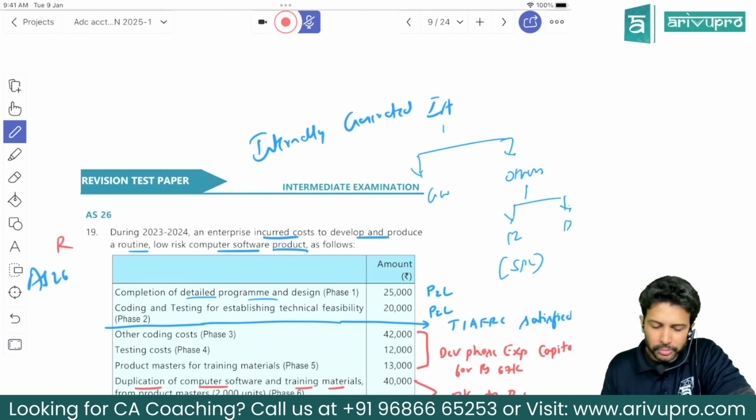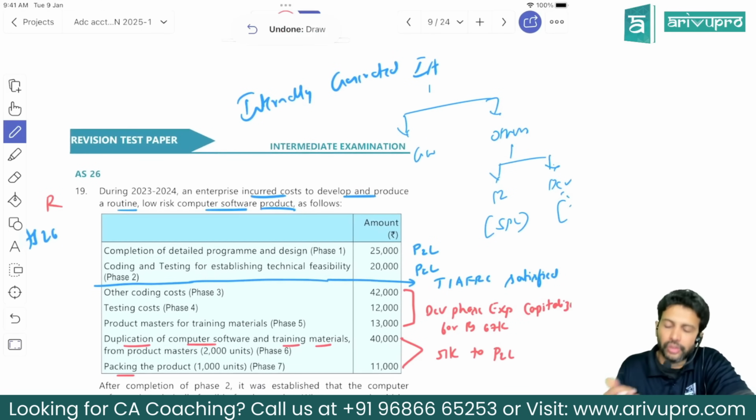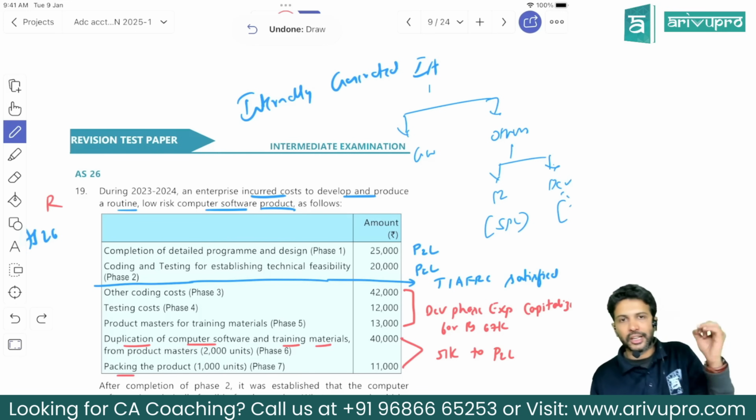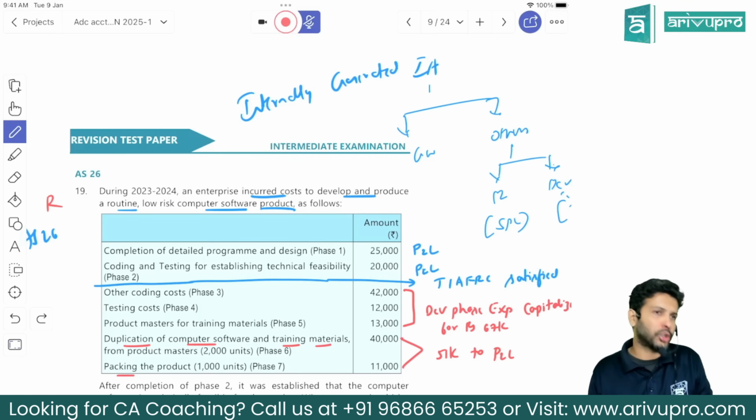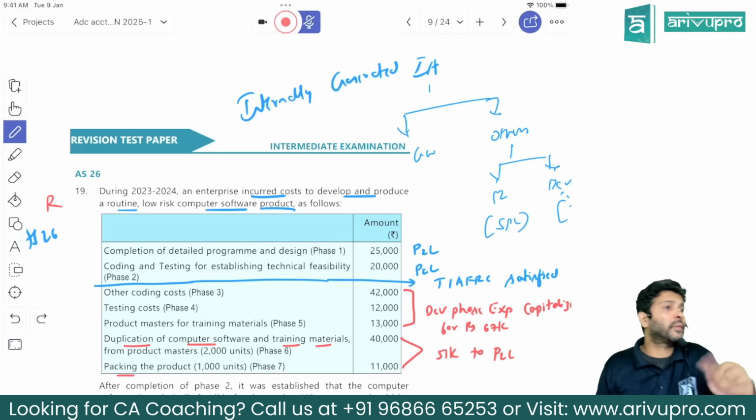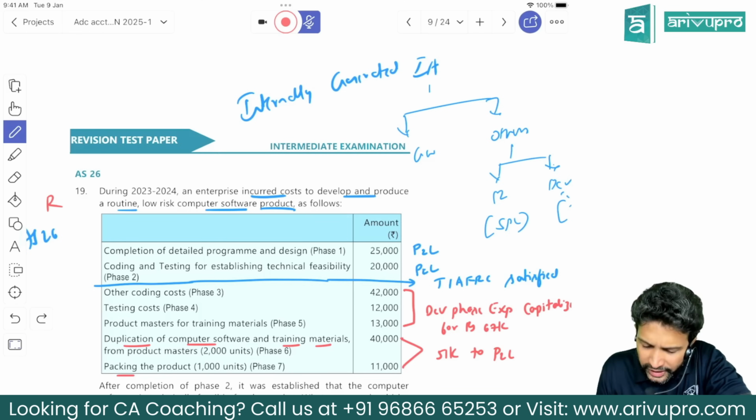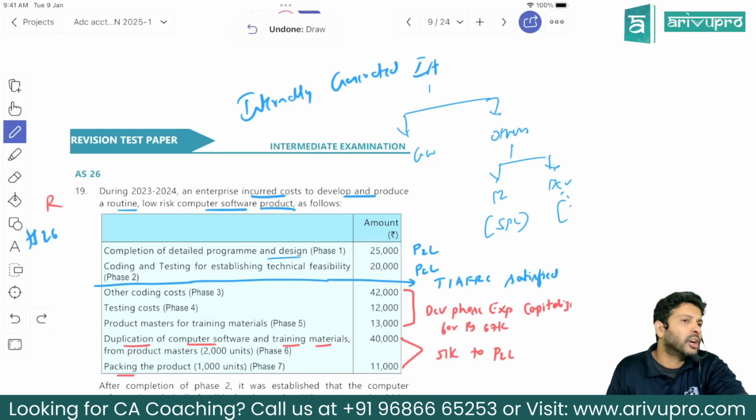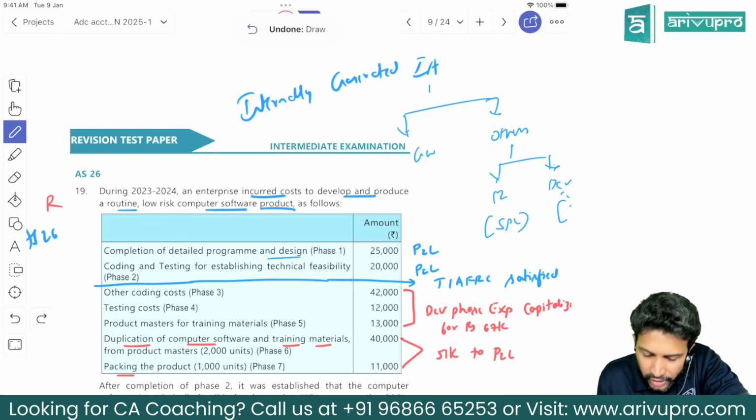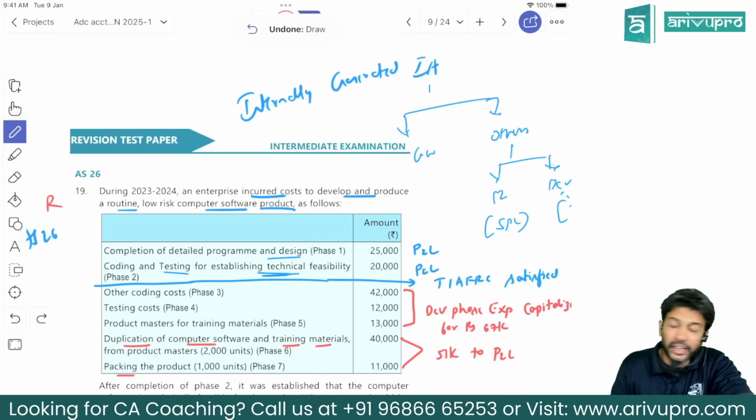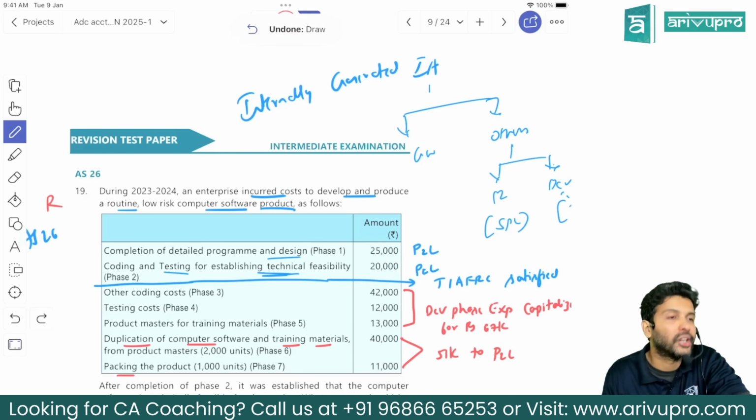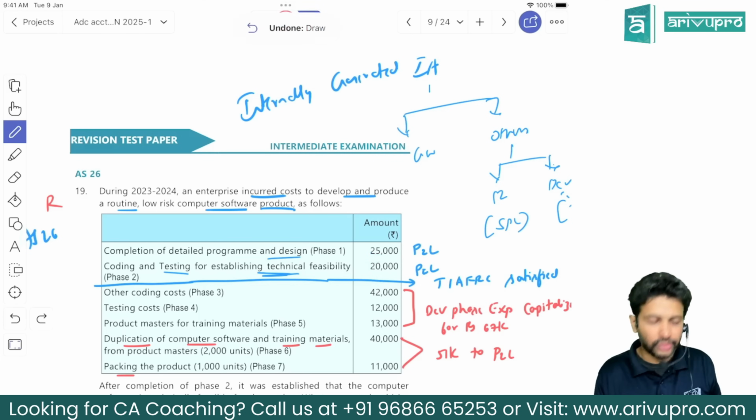Completion of detailed program. You are developing this particular software in many phases, from phase 1 to phase 7. At each phase, how much is the expenditure? We need to figure out whether that expenditure should be capitalized or should go to P&L. Phase 1 is some design and all, and you have spent 25,000. Phase 2 is coding and testing for establishing technical feasibility, and you incurred 20,000. After incurring this 20,000, feasibility gets established.